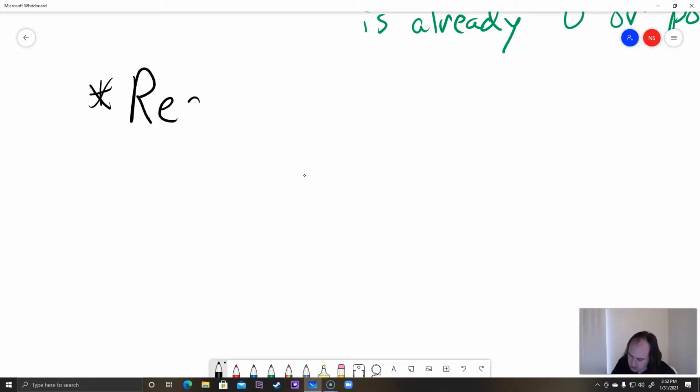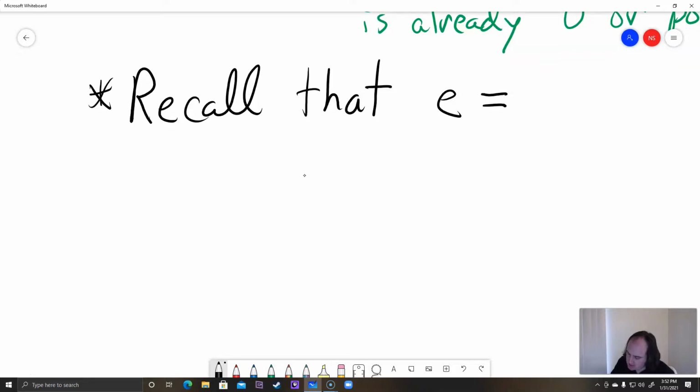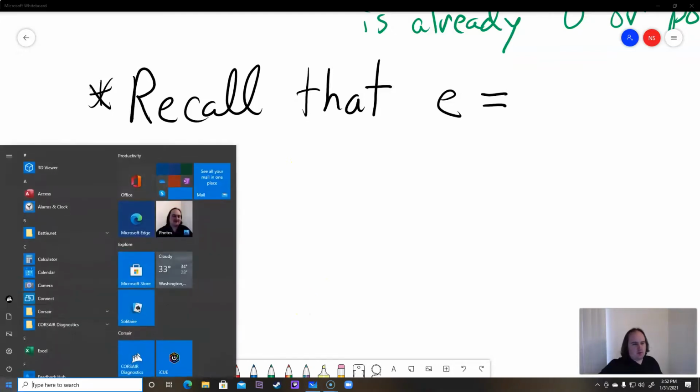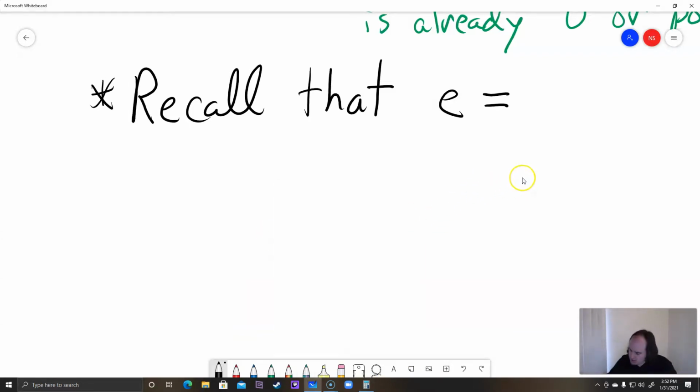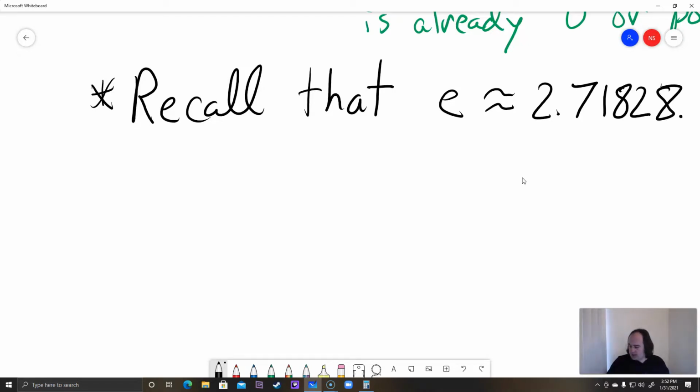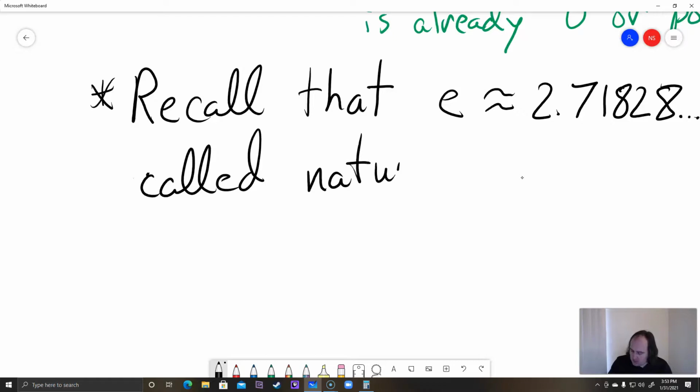So recall that e is actually a number. It's 2.71828 or something like that. I never remember it right. You can just type it into a calculator. E, 2.71828. Hey, what do you know? I did remember it. So it's approximately equal to 2.71828. And it goes on forever. And that's called the natural base.